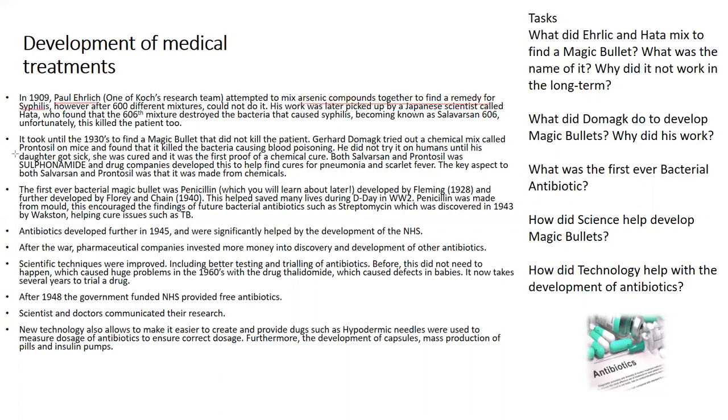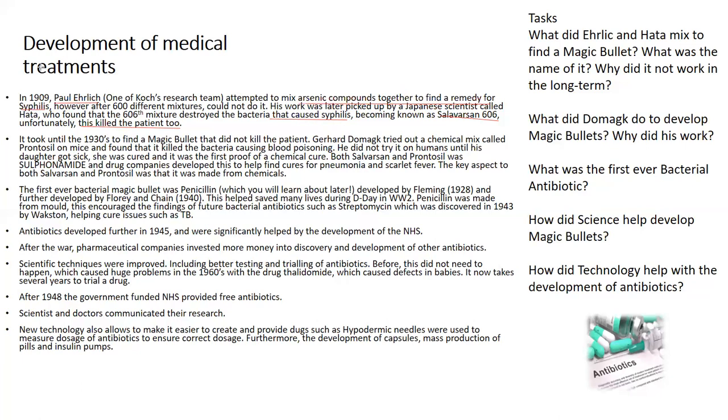His work was later picked up by a Japanese scientist called Hata, who found that the 606th mixture destroyed the bacteria that caused syphilis. This was known as Salvarsan 606, but the big problem was that it killed the patient as well. It did kill the bacteria that caused syphilis, but it also killed the patient. Now, some people might think, why is this a development for magic bullets? Well, it's a development because it proved that chemicals can kill bacteria. They just needed to get to a position where it was diluted enough to be taken by a patient as well. So it took until the 1930s to find a magic bullet that didn't kill the patient.